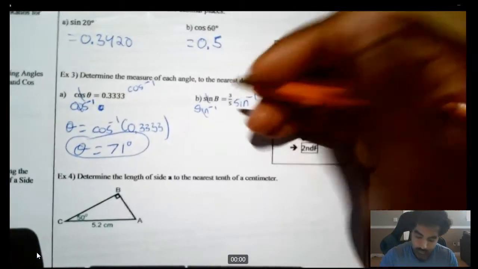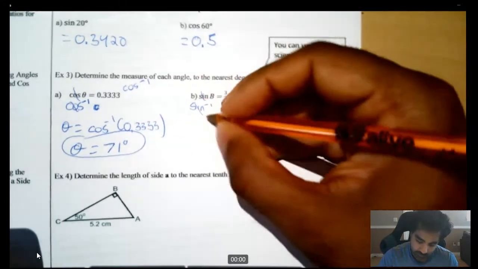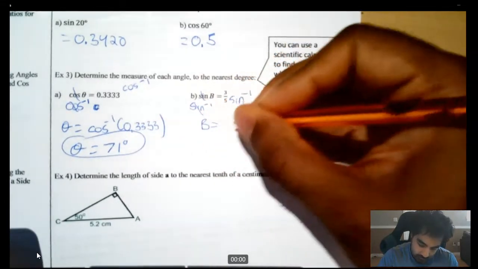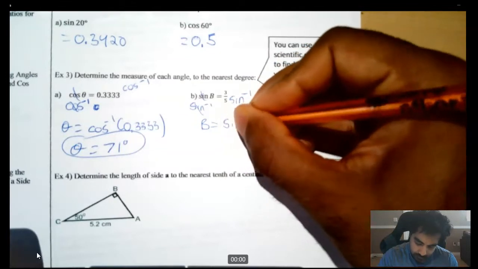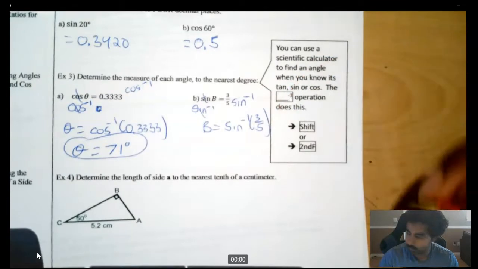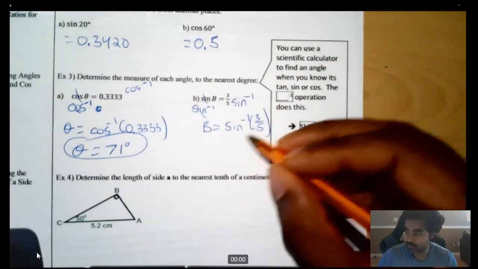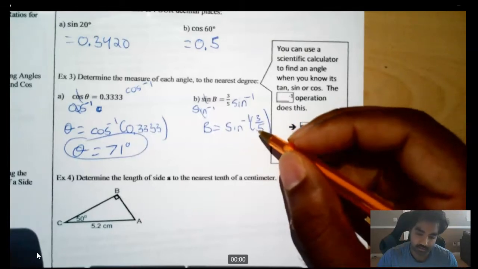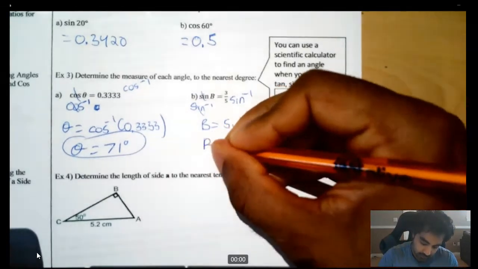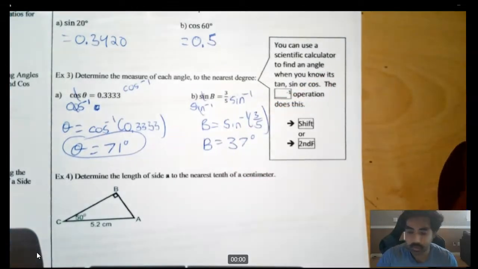Okay, there we go. So arc sine is the opposite of sine, so that's how we cross it out. So angle B is equal to arc sine 3 divided by 5. Okay, and then you just write that out into your calculator, arc sine of the fraction 3 over 5, and you should get angle B to be equal to 37 degrees.